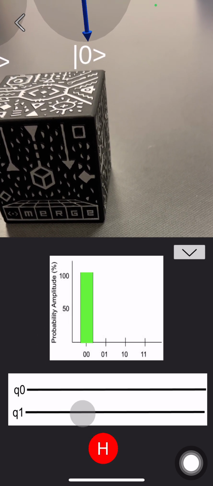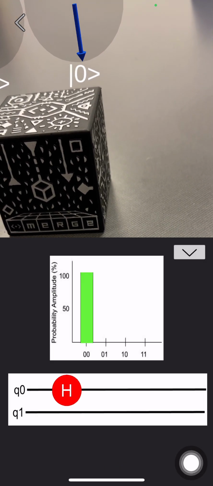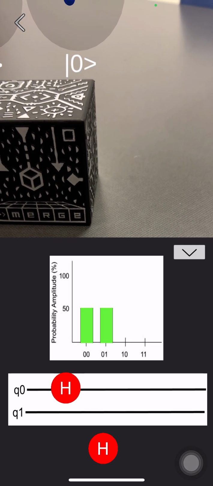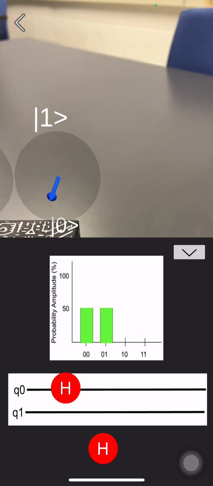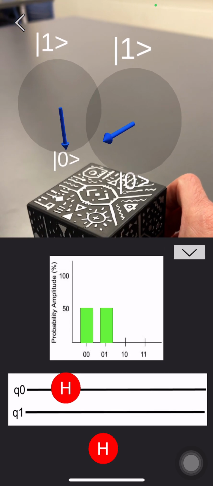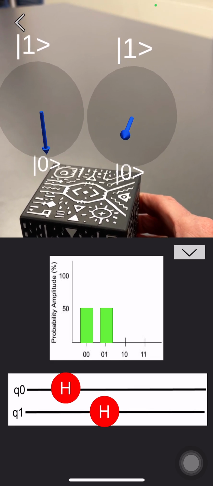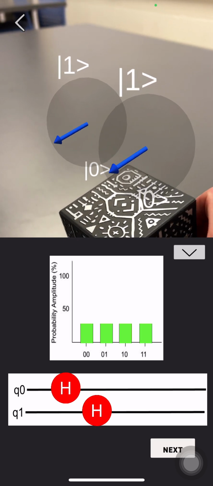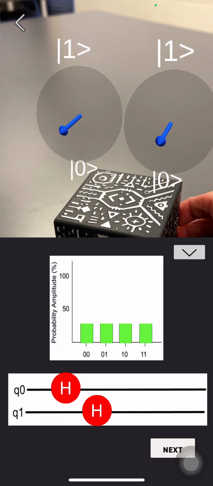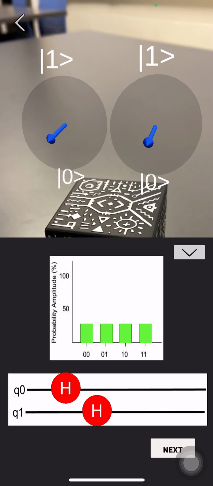So what we're going to do is drag this Hadamard gate. I don't know if it's going to let me do that. So drag the Hadamard gate up, and we can see now Q0, the second number, has a probability of being in both states. We can see that too in the Bloch sphere. And then if we add another Hadamard gate to Q1, this will also be in a superposition of both states. And we can see that they're all equally likely, right? So 0 0, 0 1, 1 0, and 1 1 are all equally likely, 25%.